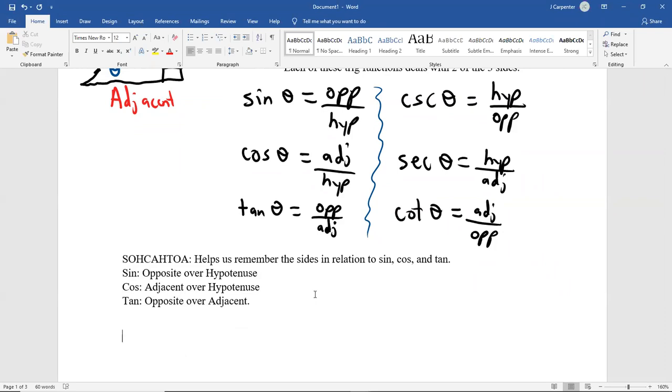S-O-H-C-A-H-T-O-A, and I uppercased all the appropriate letters. So that's S-O-H, C-A-H, T-O-A. Some people like a mnemonic device, kind of like "please excuse my dear Aunt Sally", and what they can do with this is: some old horse caught another horse taking oats away.